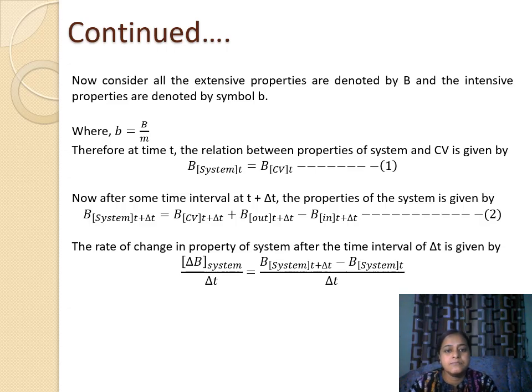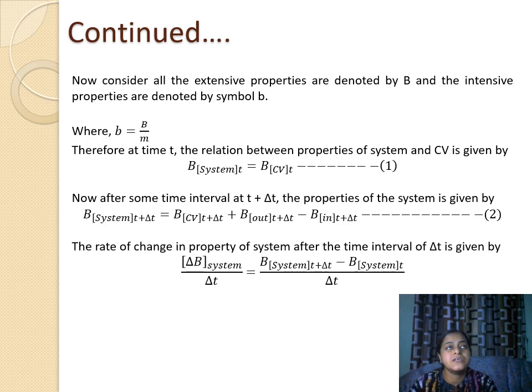Therefore, at time t, the relation between the properties of the system and the control volume is given by: capital B system at time t equals capital B in the control volume at time t, meaning the extensive property of the system at time t equals the extensive property in the control volume at time t.